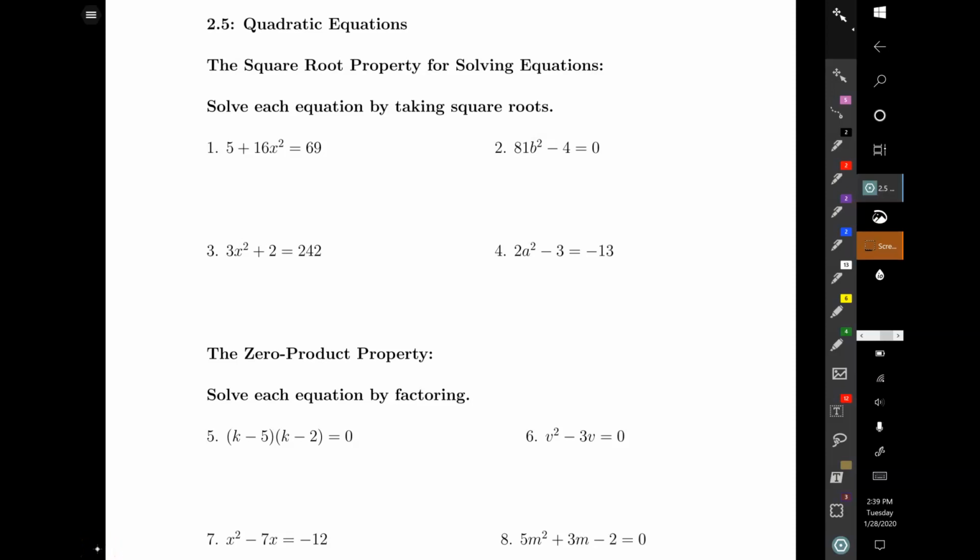This video covers the square root property for solving equations. So first, we're going to just take a look at what that is. We know when we have, for instance, the square root of 25, we're just going to take the principal root, which would be 5.